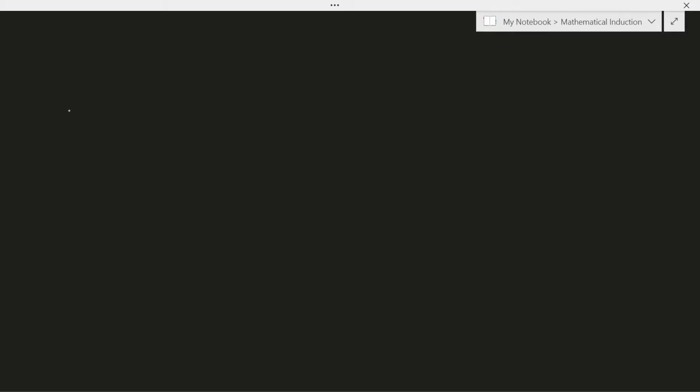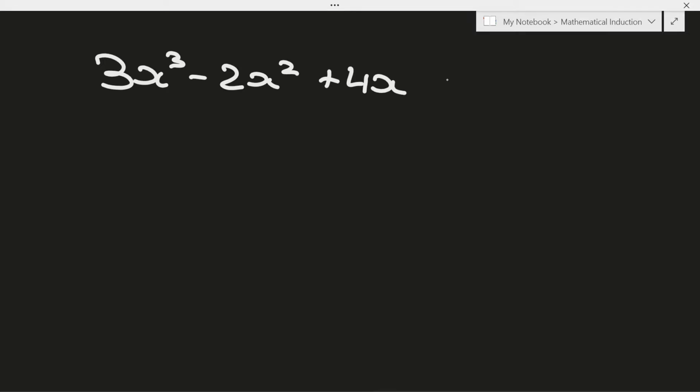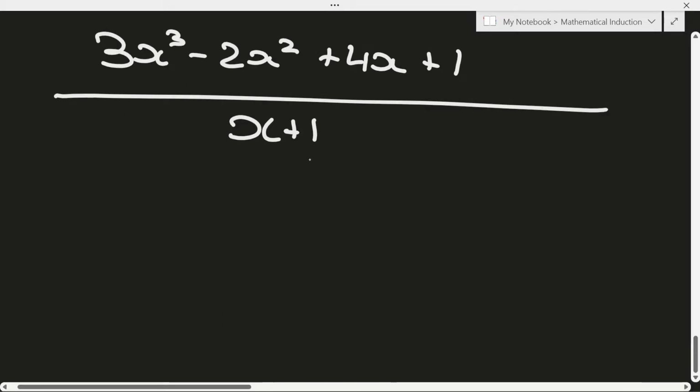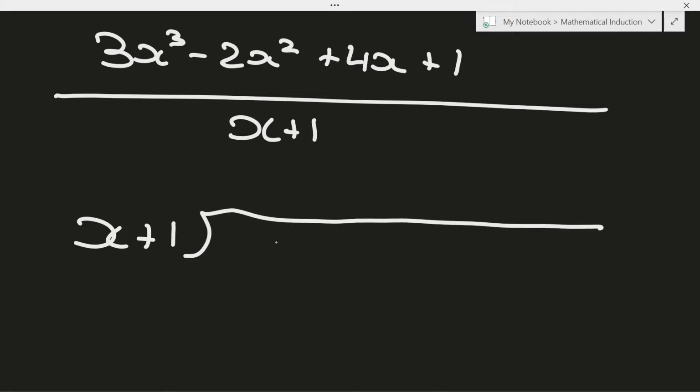Let's say we have an example here. Let's say we want to find the remainder when 3x cubed minus 2x squared plus 4x plus 1 is divided by x plus 1. Alright, so what we're going to do, we're going to have x plus 1, and we'll just do long division.